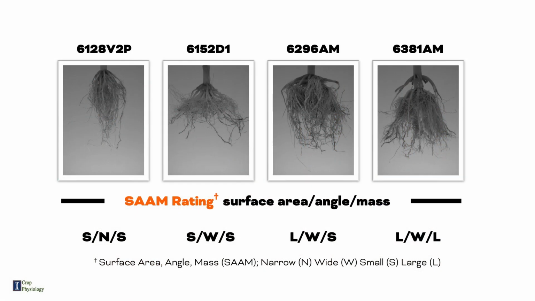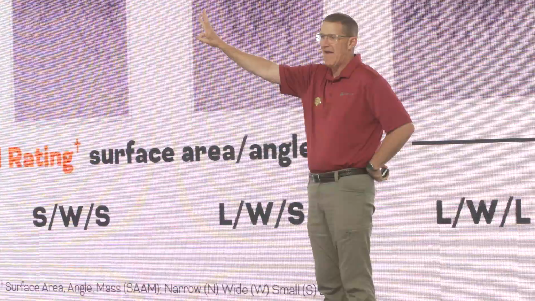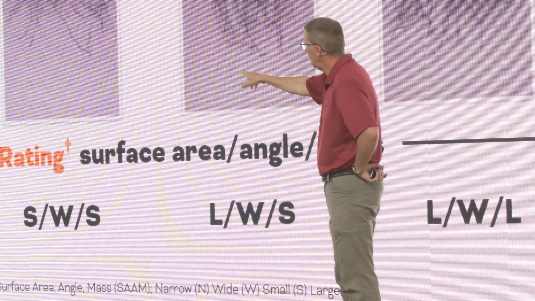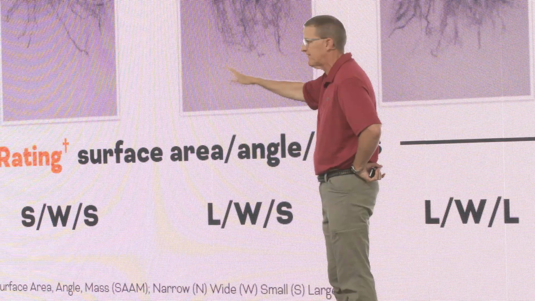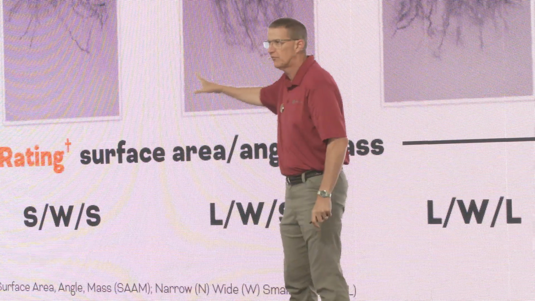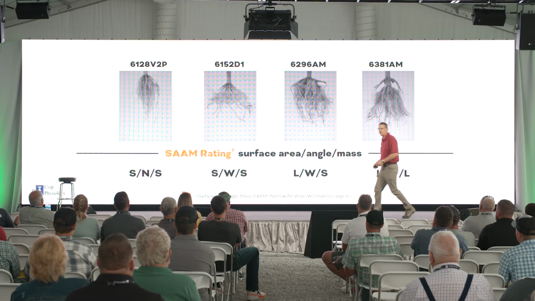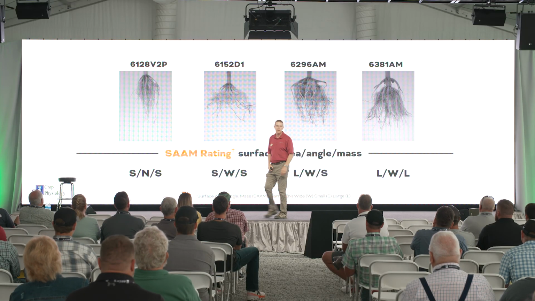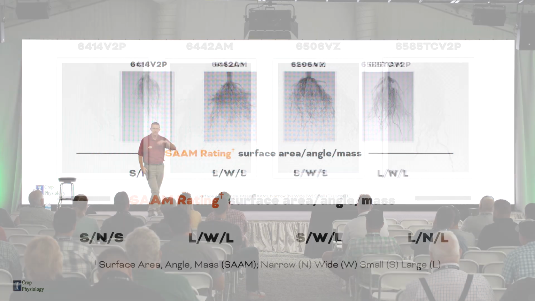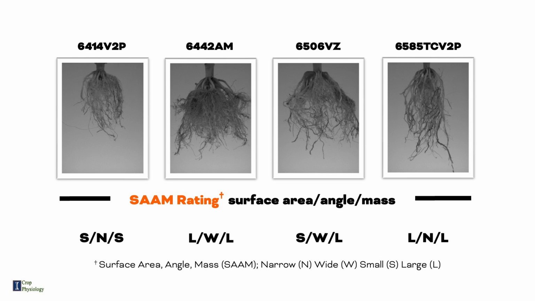So what Sam did was he created the SAAM rating. How convenient, right? SAAM stands for surface area, angle, and mass, those 3 things we just went through. So you see 6128 is SNS: smaller surface area, narrow or vertical angle, smaller mass. On your right, 6381: larger surface area, wide angle, large mass. So we created these different characterizations. Those are the first 4. Here's the second 4 hybrids.